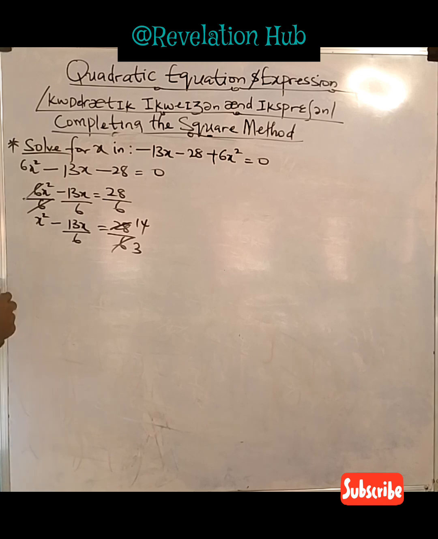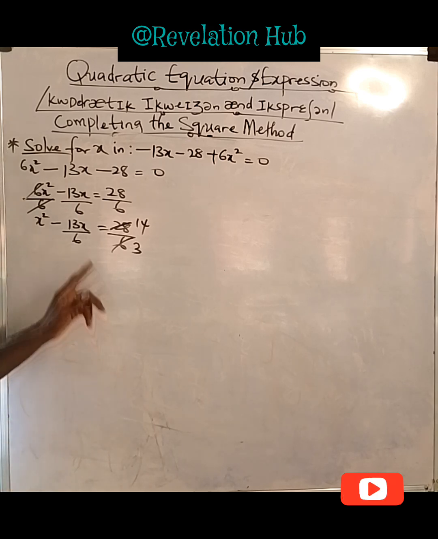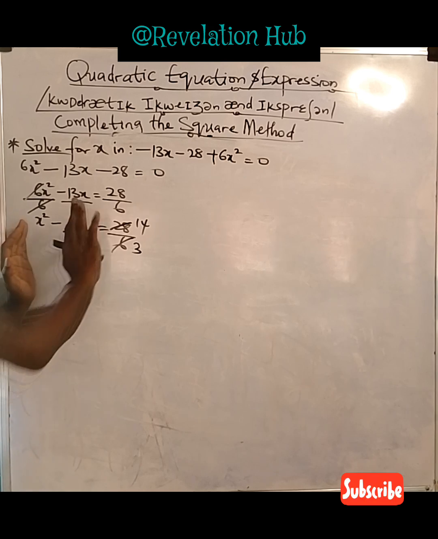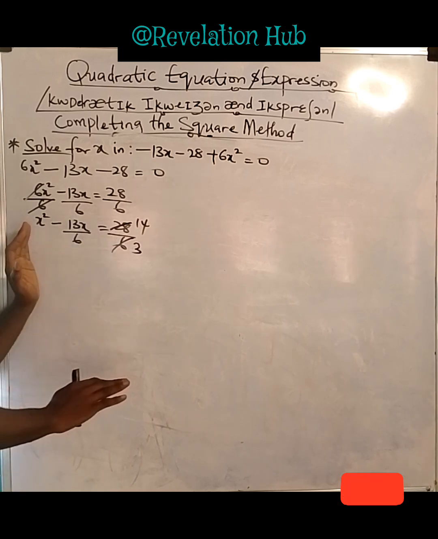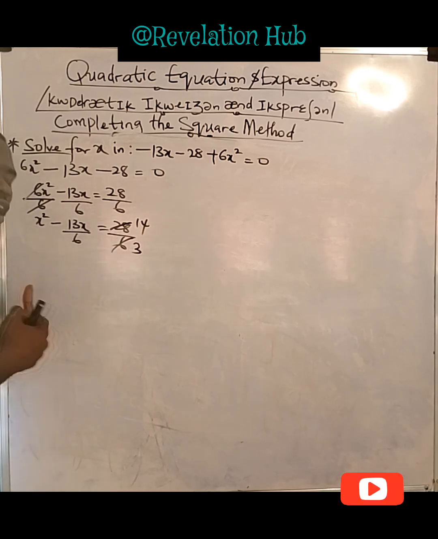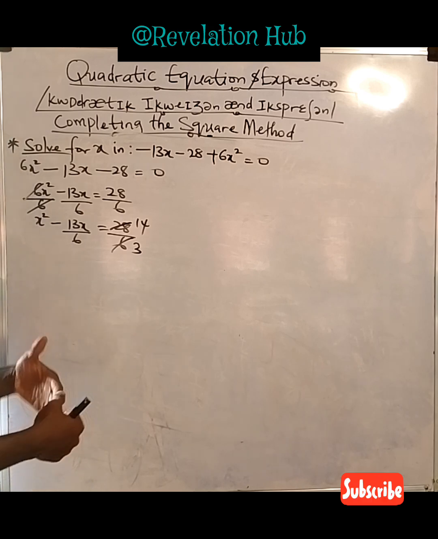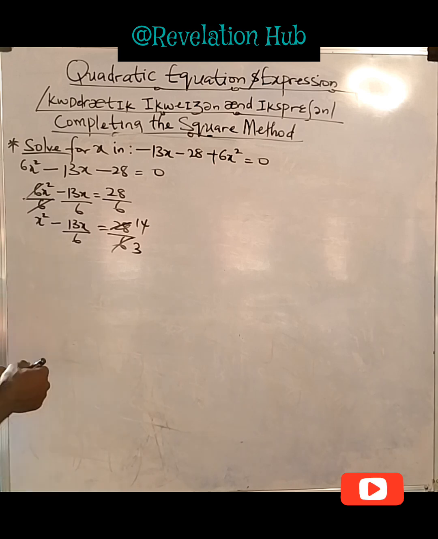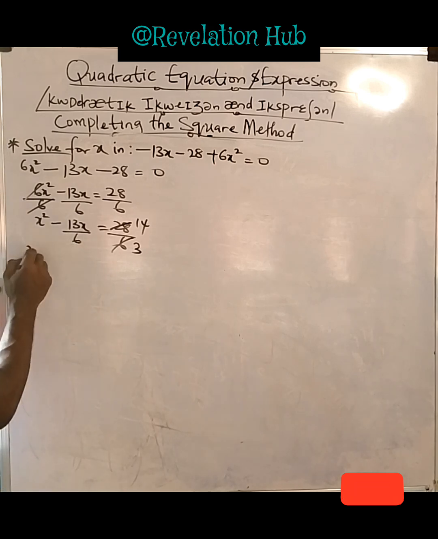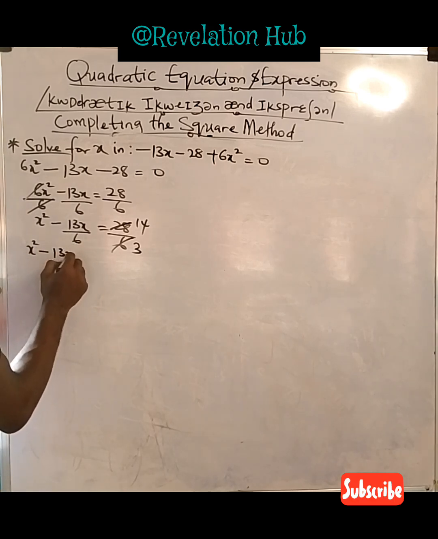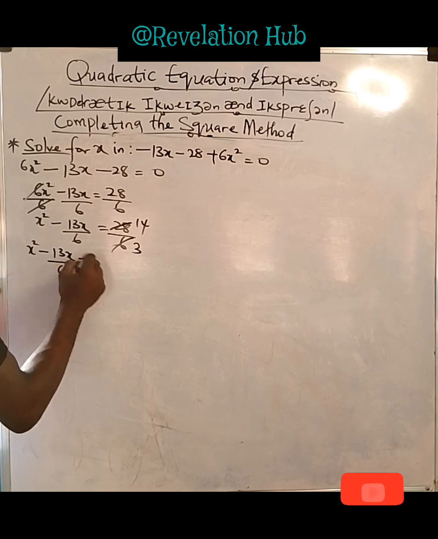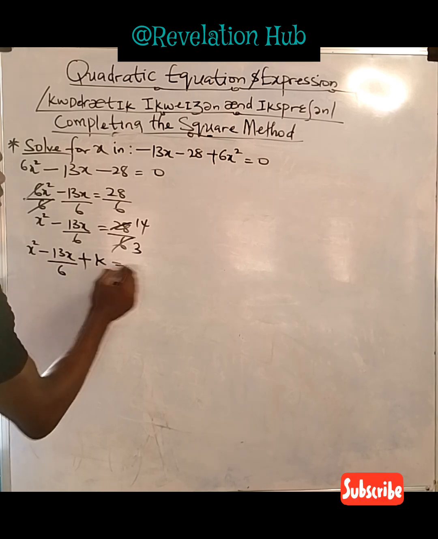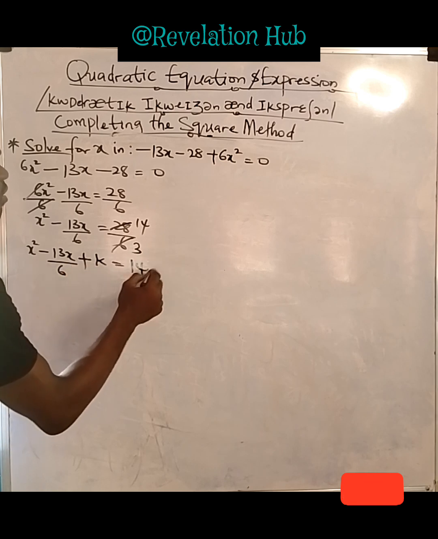So the next thing we're going to do is ask ourselves a question. What will I add to this quadratic expression on this side, if we don't consider the equals 14 over 3? What do I add to this that will help us achieve a perfect square quadratic expression? That's what we are going to look for. We're going to add a constant to x squared minus 13x over 6. Add k, add whatever unknown as a constant. I want to add my own k to it. That's plus k equals 14 over 3.